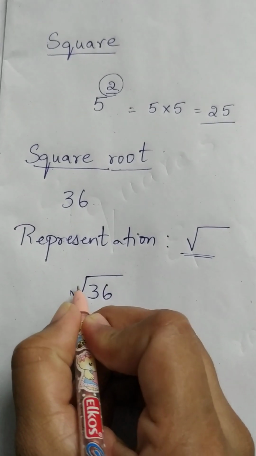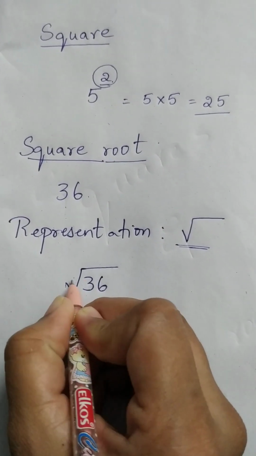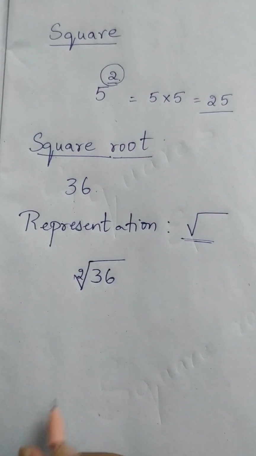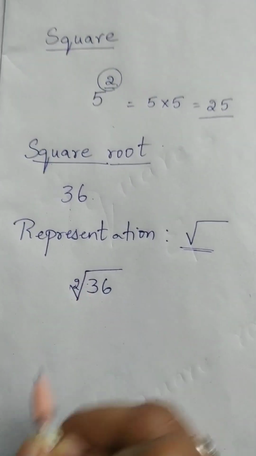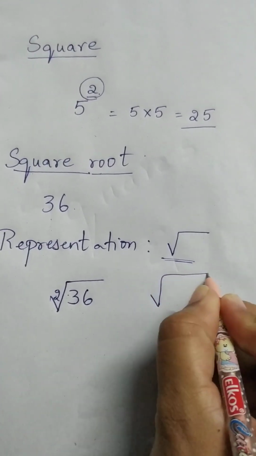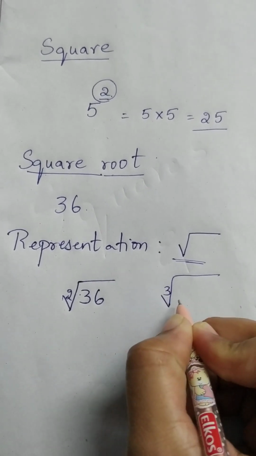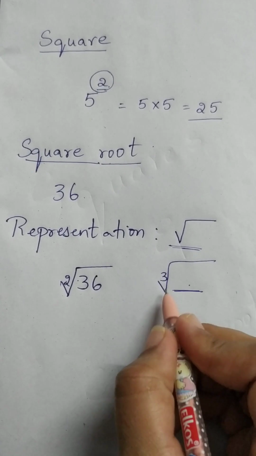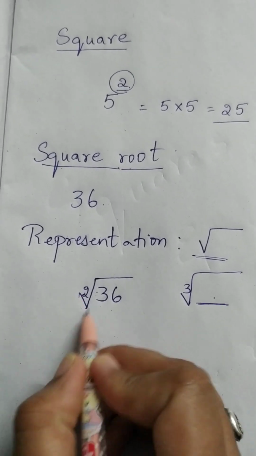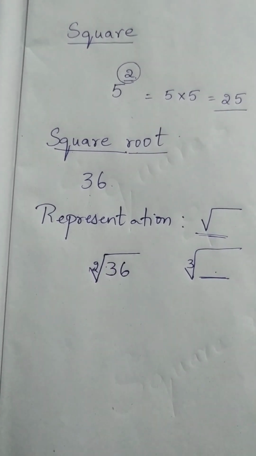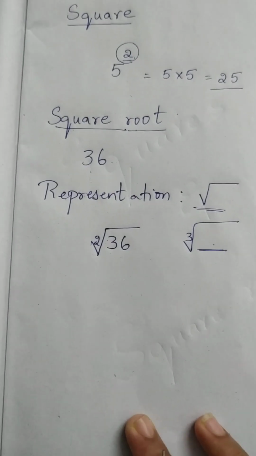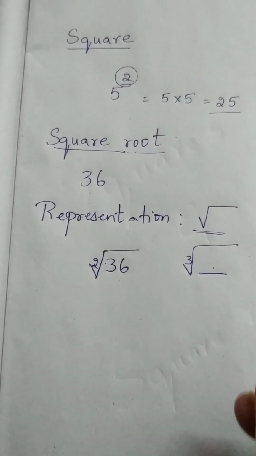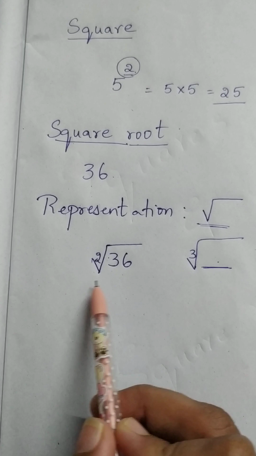Why do we call it a square root? Because in between these two there is a number 2, so you say this is a square root. Suppose you have 3 in between, you call it a cube root. You can write any number in between. So it is cube root of so and so number, or square root of so and so number. This is how you read it. Now you all understood how to write the representation of the square root.